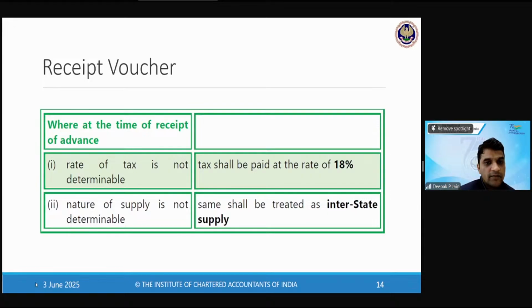Page number 10.36. Okay. This applies only in services, not in goods. Correct. Because in goods, we don't have to collect GST on receipt of advance. So in case of goods, we will not do it.